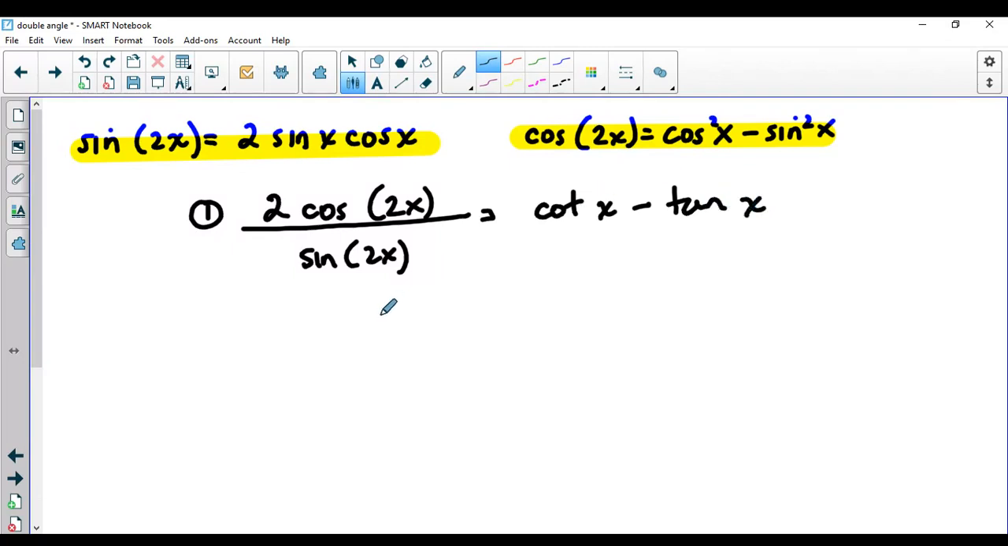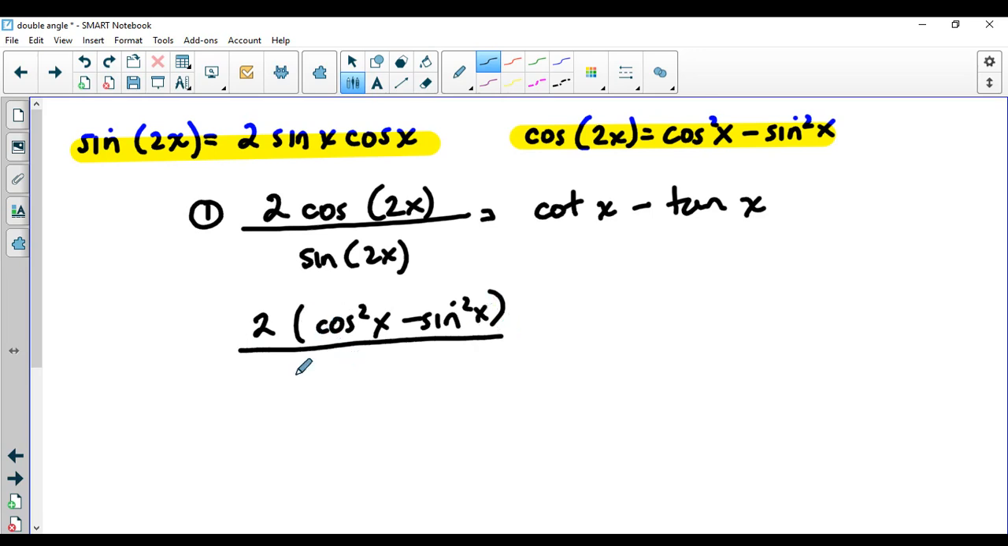Now, when we first did proving or verifying identities, it was enough to only work with one side. If you look at this identity, you might think, I'll do cotan and tan, because I already have sine and cosine here. But because you have double angles that need to be simplified, and you have cotan and tan, we will work with both sides. I'm going to start with the double angle side first. So the double angle, what does that give me? I have it there at the top. That gives me cosine squared minus sine squared.